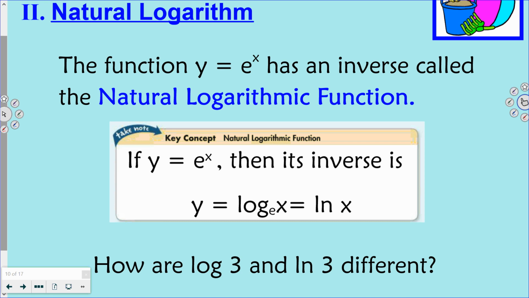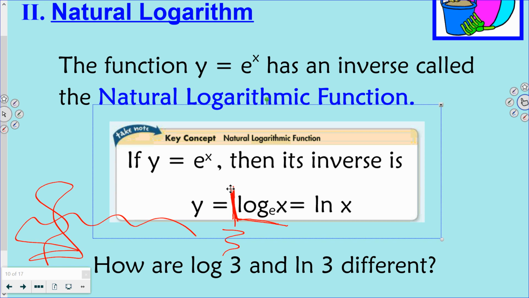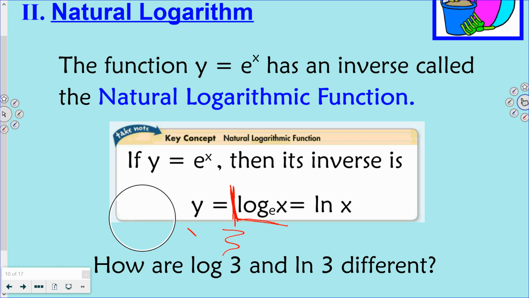But the natural log, what that stands for, it's when you have log base e. So log base e, lazy mathematicians, we created a button for it. It's just natural log. So anytime you see that, it's log base e. That's where it comes from.